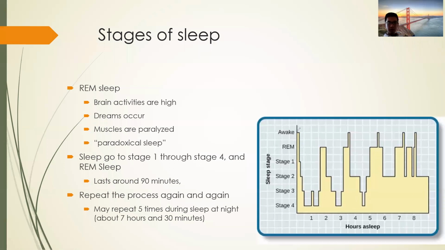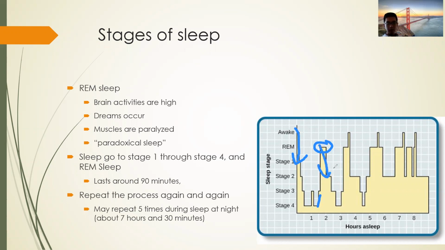You can see this person is awake at first, and they go to stage 1, 2, 3, 4, and the brain stays in stage 4, and goes back to stage 3 and then to REM. So this is a period when people are in the REM stage. What happened after the REM stage?